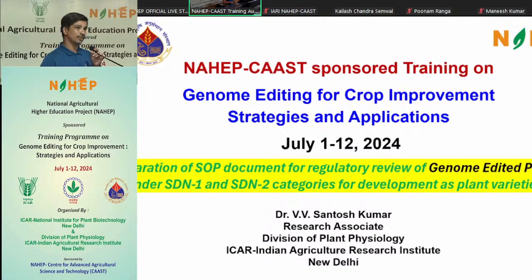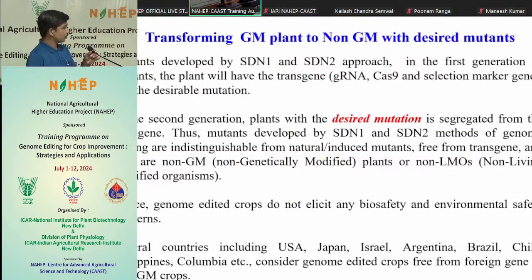For example, if anybody has any genome-edited line with T-DNA free, how to go forward. So earlier, we know that transgenic research is regulated under the Government of India 1989 rules. So earlier, whatever the GM crop which harbors T-DNA.